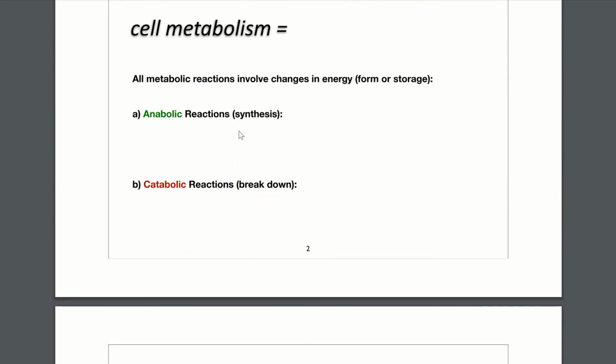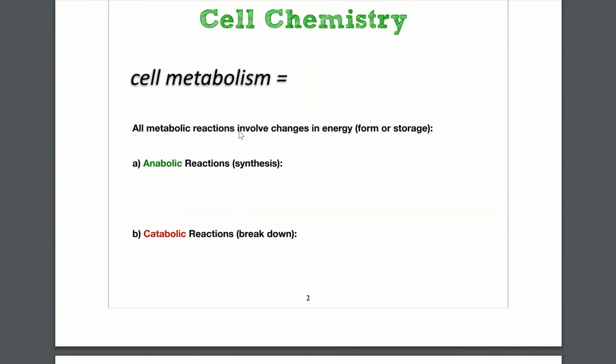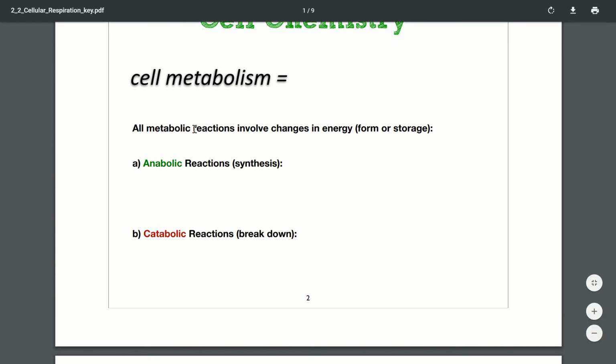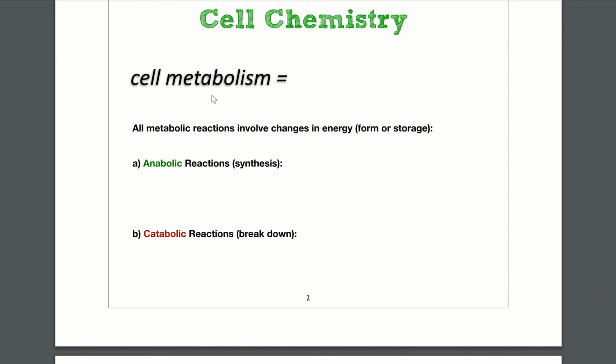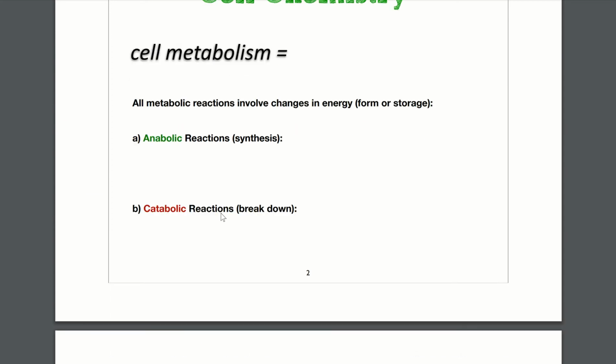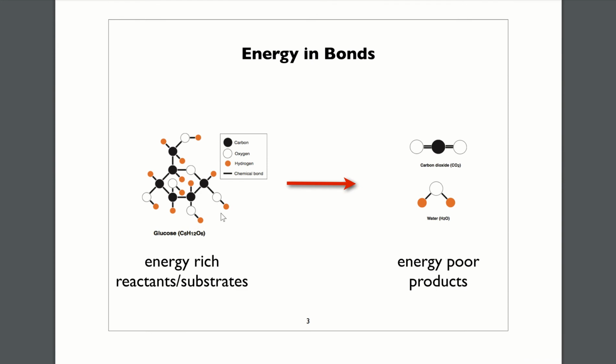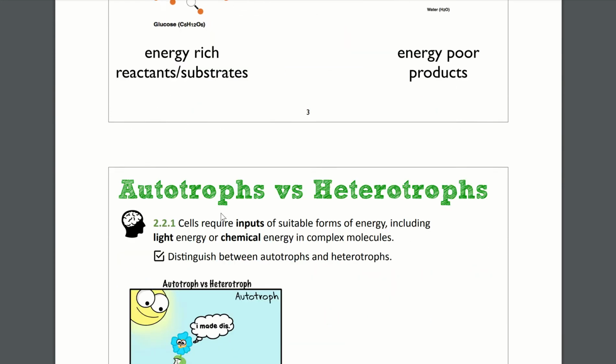That's all right. So, cell metabolism. There are two types of cell metabolism, but first we need to understand what metabolism is. Metabolism equals all metabolic reactions involve changes in energy. We also call metabolism all the reactions needed for a cell to survive. And there are two types. Anabolic reaction, this is synthesis, so you're making something, and catabolic reactions, you're taking one thing and breaking it down into two. So anabolic, catabolic, just need to remember the names.